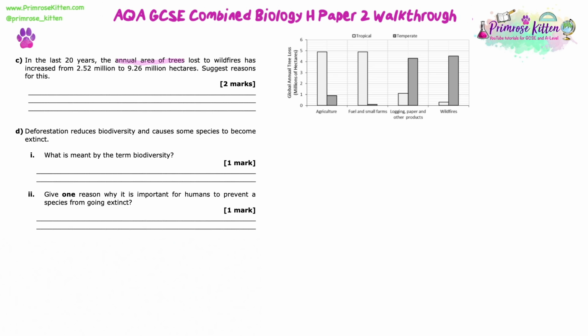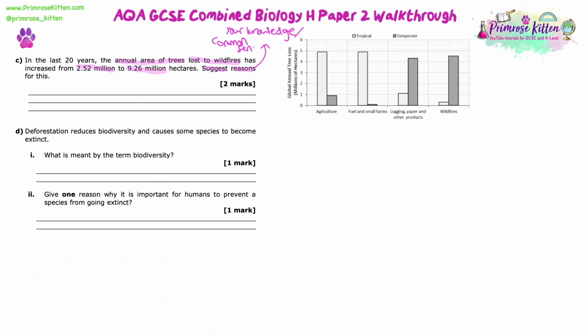In the last 20 years, the annual area of trees lost to wildfires has increased from 2.52 million to 9.26 million hectares. Suggest reasons for this. So basically, why are we having more wildfires, or why are more trees being burned by wildfires? And it's in the last 20 years. So what could have happened in the last 20 years that could have led to more wildfires? And because it's a suggest question, it's probably going to be something that is your knowledge or common sense that you've got. So why would there be more wildfires? What's changed in the last 20 years?